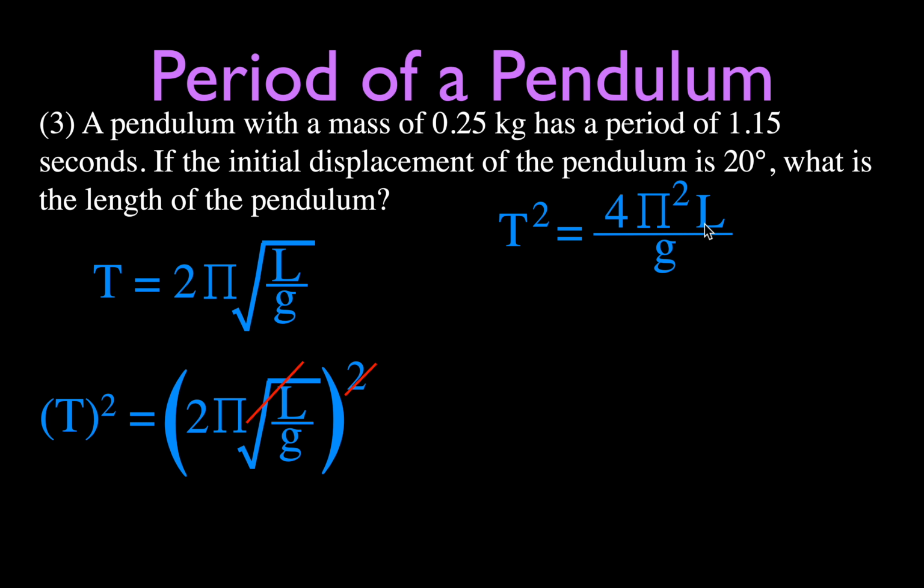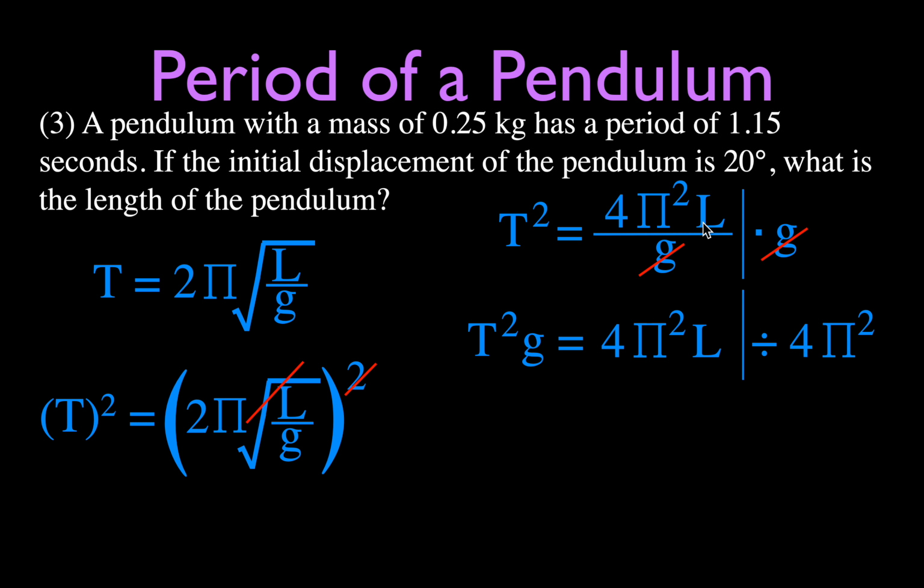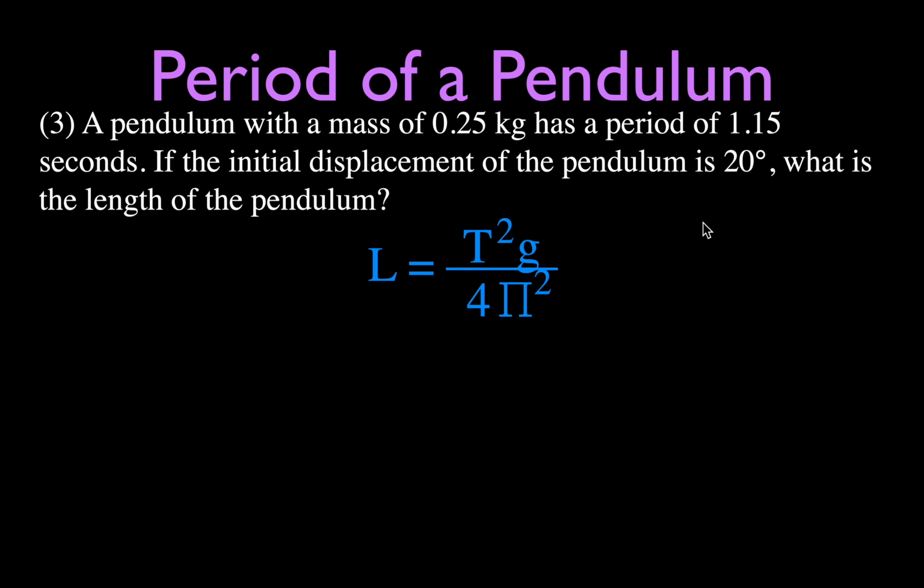Now we want to solve for L. So that means we're going to multiply both sides of the equation by g. Then we get on the left-hand side t squared times g equals, the g's are going to cancel, 4 pi squared L. Then we're going to divide by 4 pi squared, and we're left with L, the length of the pendulum, is equal to the period squared times g divided by 4 pi squared. So that's the equation which we'll bring over to the next slide.